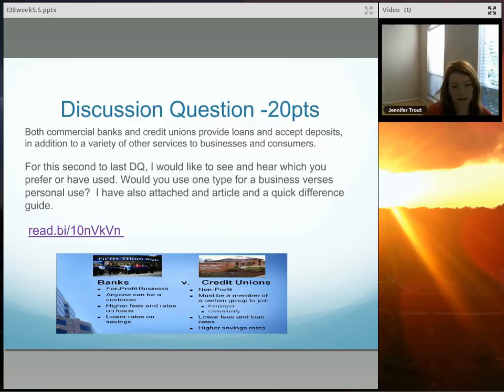I provided a link here. You'll probably have to write it down and then use it. It's just an article, but I also did a brief banks versus credit unions comparison here for you guys to see the differences between these two types of organizations broken down.